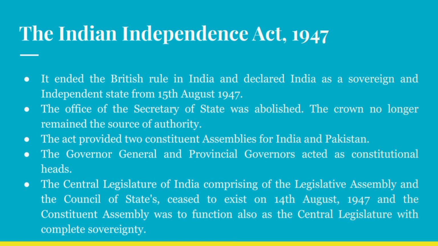The Central Legislature of India, comprising the Legislative Assembly and the Council of States, ceased to exist on 14th August 1947. And the Constituent Assembly was to function also as the central legislature with complete sovereignty. With this act, the British rule was ended.